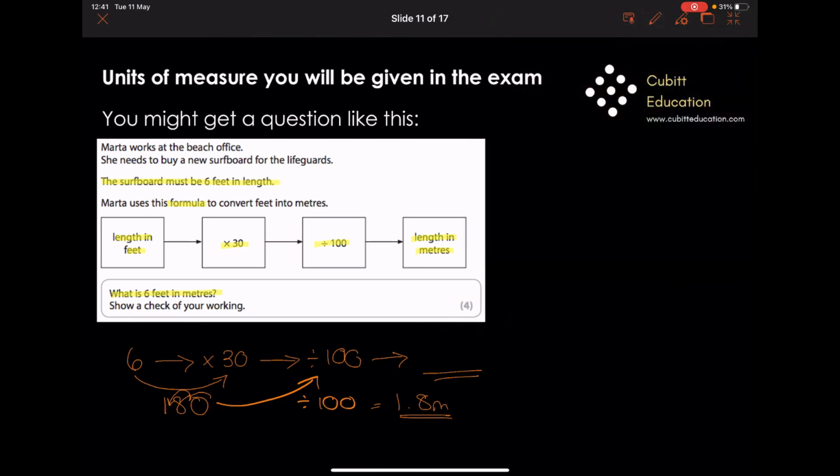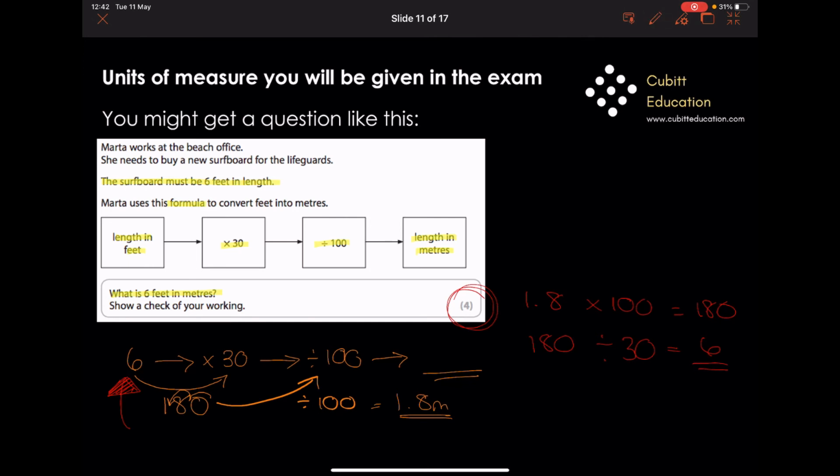So you've only got 3 marks so far. To show a check, all you're going to do is show a backwards calculation. Before, you did 6 times 30 divided by 100 gives you 1.8. Now instead we're going to do 1.8 times 100 gives you 180. Then you could do 180 divided by 30, which gives you 6. Putting you straight back at the beginning, and you have shown a reverse calculation, a check for your answer. And you've got 4 marks.